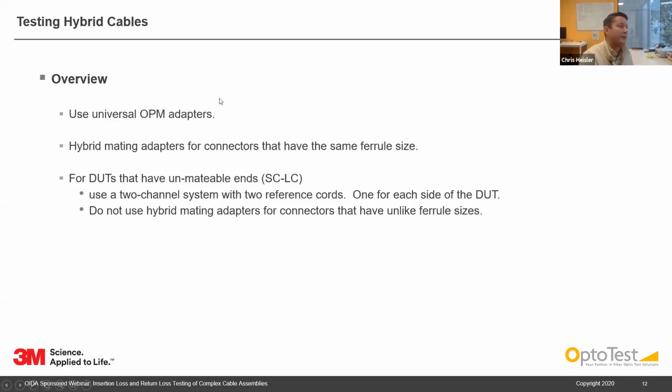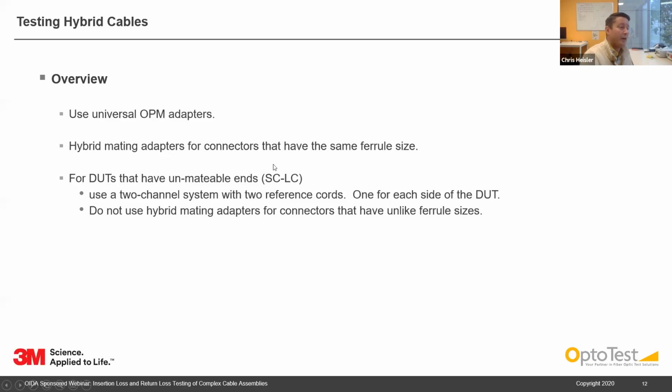Now, a quick overview on testing hybrid cables. You want to use universal OPM adapters. This allows you to test multiple connector types without having to swap out the OPM adapters. You want to use hybrid mating adapters for connectors that have the same ferrule size, so SCs, FCs, STs, or between an LC and an MU type of a connector.